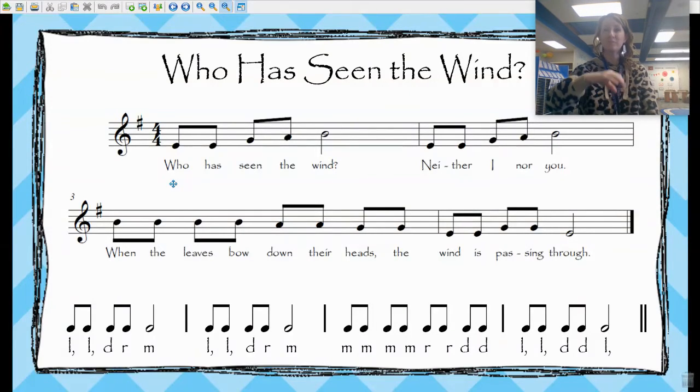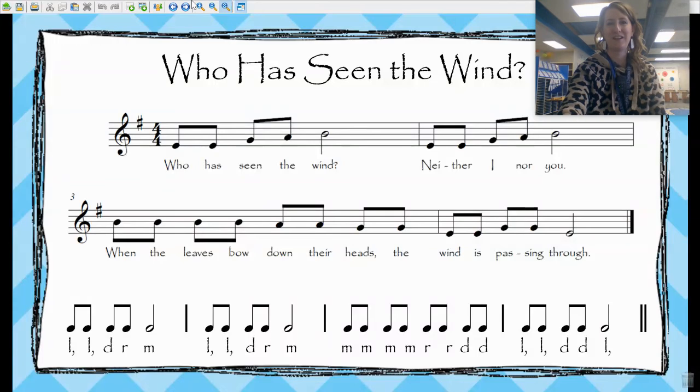Who has seen the wind? Neither I nor you. When the leaves bow down their heads, the wind is passing through.